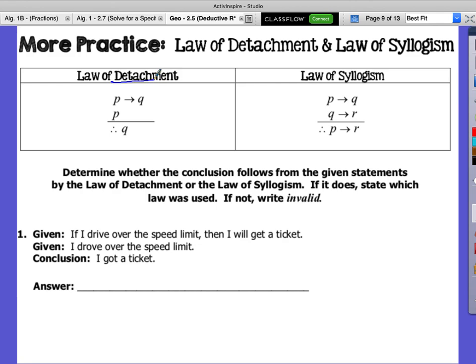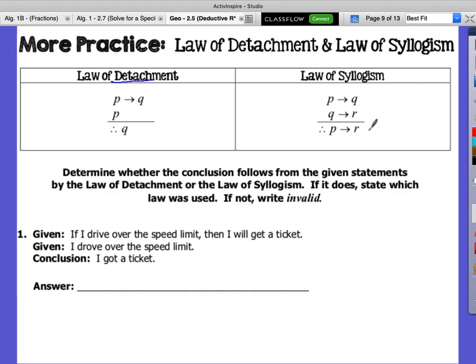Syllogism is our other one. If P then Q, Q then R, so those two Q's were the same, therefore we can skip it and go P to R. Okay? So if you remember which one's detachment, then we can say, oh, well then the other one has to be syllogism. Like if you can say this is my left, well the other side has to be the right.